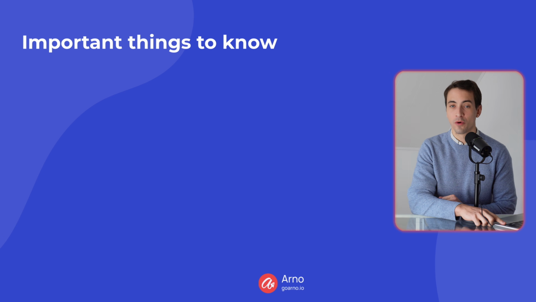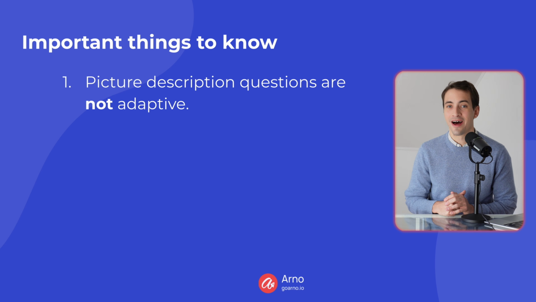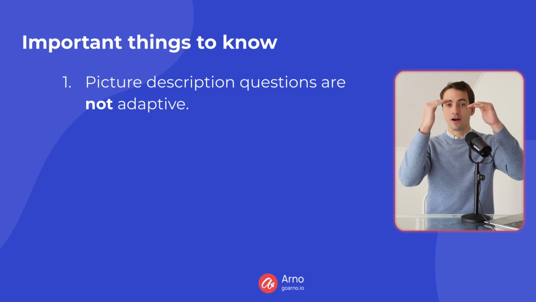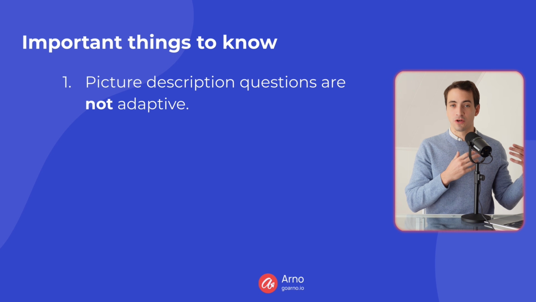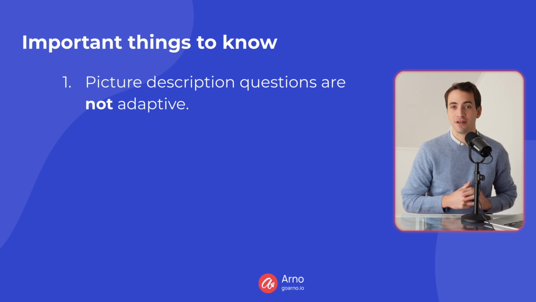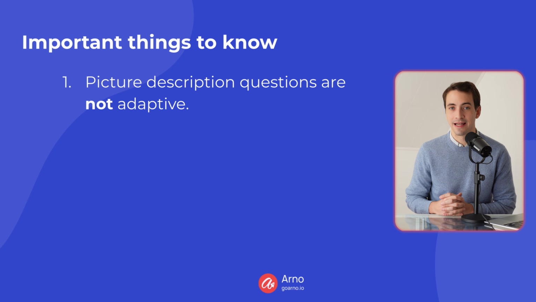Here are some other important things to know. Picture description questions are not adaptive. So many questions on the test will be chosen according to your level. So basically, if you get some questions correct, then the next questions you see will be more difficult. However, for picture description, that is not the case. The images that you see will be chosen at random.